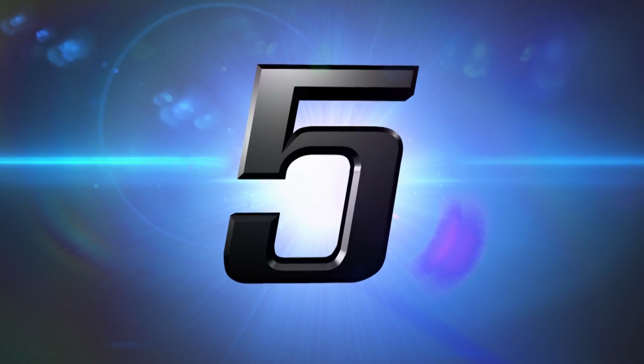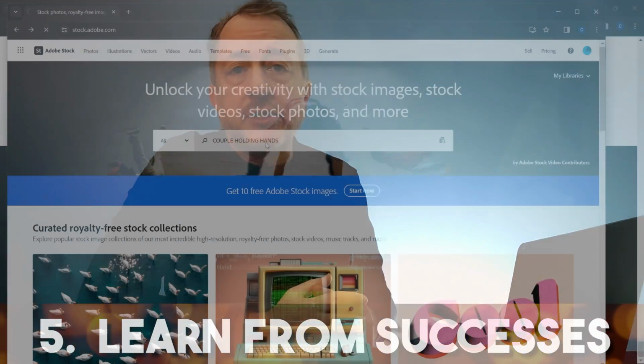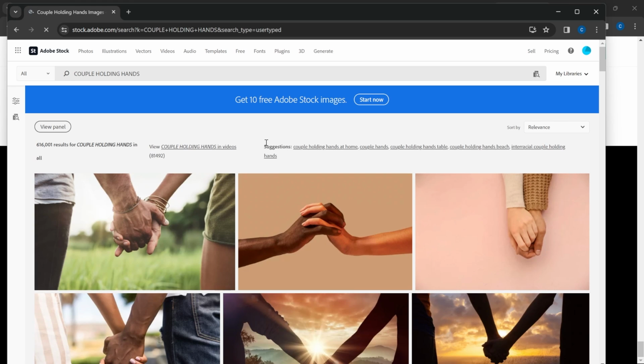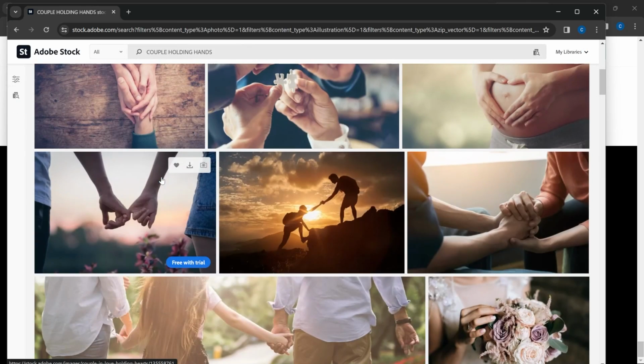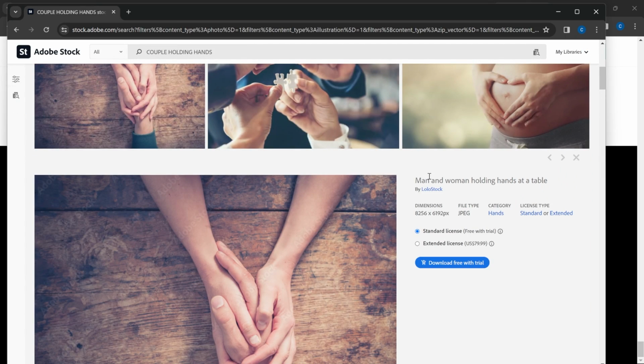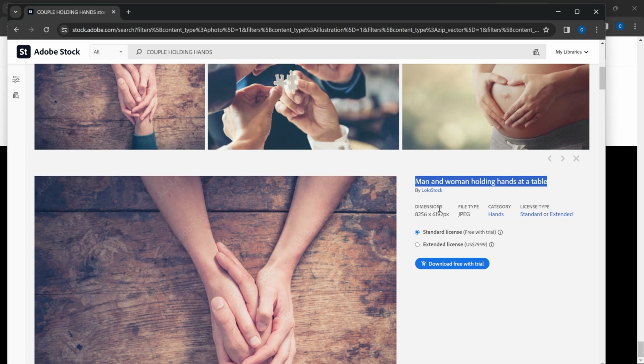And finally, learn from successes, both your own and those of top contributors. Do searches on Adobe for images like yours and filter by most downloaded. What titles do the images downloaded the most use? Don't just copy them, but be sure to include important words that are relevant for your own uploads as well.